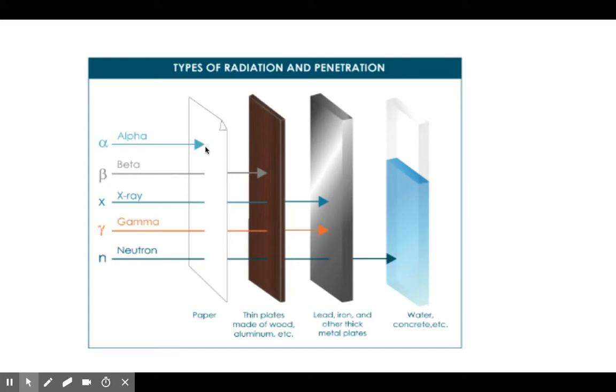Notice that alpha radiation will not even penetrate a piece of paper. Beta radiation, on the other hand, will penetrate a piece of paper but would be stopped by a thin piece of wood or aluminum. X-rays travel through paper, would travel through wood, and finally would be stopped by lead, iron, or other thick metal plates. Finally, neutron radiation would travel through paper, through wood, or thin plates of aluminum, even through lead, iron, and other thick metal plates, but would be stopped by hydrogen-rich water or concrete.